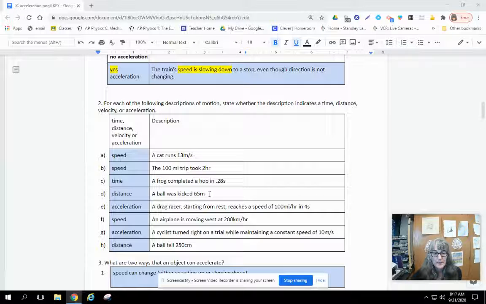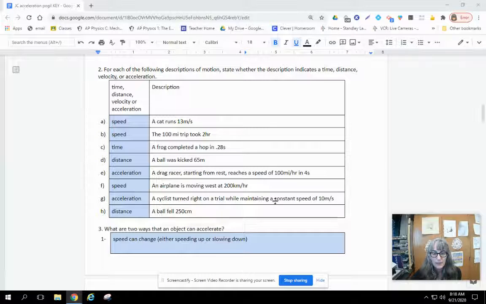Distance, ball is kicked 65 meters. That's how far it went. A drag racer starts from rest and reaches a bigger speed in 4 seconds. So it's the rate that the speed is changing. That's acceleration. An airplane is moving west at 200 kilometers per hour. That's a speed. Acceleration is a cyclist turning right on a trail while maintaining a constant speed of 10 meters per second. So the speed is constant, but we're changing direction. So we're changing our velocity. So that's acceleration. A ball fell 250 centimeters. That's how far it fell.